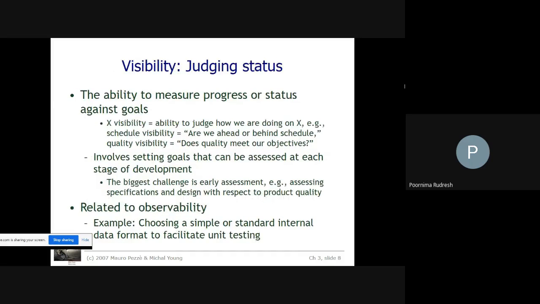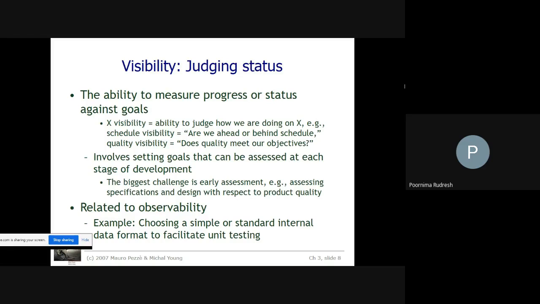And the fifth one is visibility. So what is visibility? Visibility means the ability to measure the progress or status against the goals. Here the goals are given, then we have to measure the progress or the status against the given goals. For any system or any software you can consider, the goals are given and the progress of the system development you have to compare with the given goals. So hence visibility means the ability to measure the progress or status against the goals.